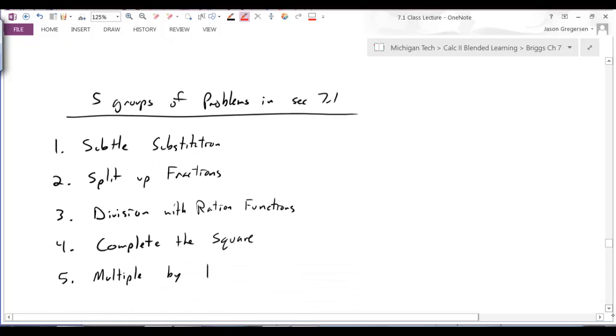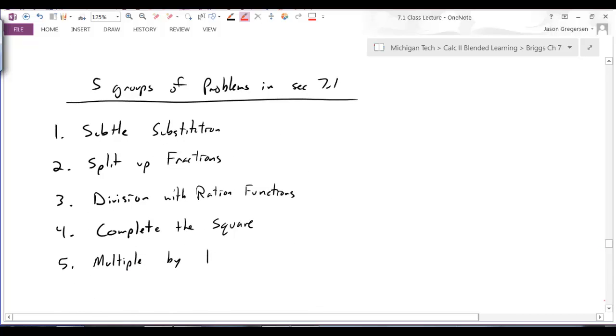The rest of section 7.1 isn't so much introducing new techniques, kind of seems like it, but giving you specific examples to kind of give you a tool bag to look at some of these. They give you 5 specific groupings: subtle substitution, split up by fractions, division with rational functions, completing the square and multiplying by 1. And what I want to stress is that pretty much all of these aren't new calculus techniques, they're just algebra. We're using algebra tricks to simplify integrals.